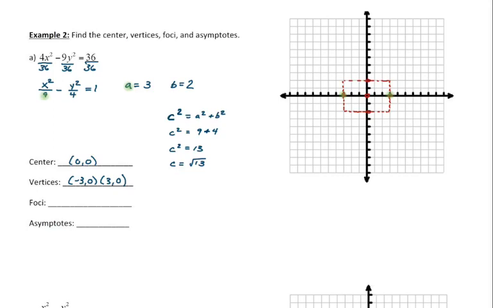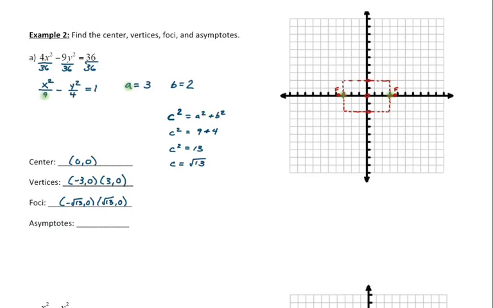So again, square root of 13 is not a perfect square, but it is between two perfect squares. So the square root of 16 is 4, and the square root of 9 is 3. So square root of 13 should be somewhere between 3 and 4. So I can plot my foci, and again, square root of 13 is the distance from the center to the focus, and it should be in line with my vertices and in line with my center. So I'm going to go root 13 units to the right and root 13 units to the left, somewhere between 3 and 4. So the coordinates of my two foci would be negative root 13, 0, and positive root 13, 0. Or if you wanted to, you can call it plus or minus root 13, comma, 0.